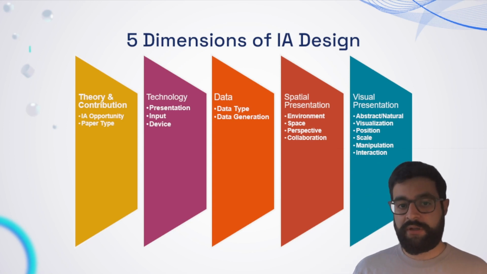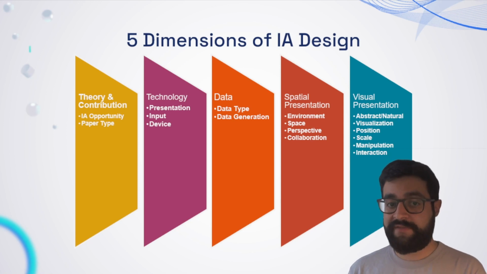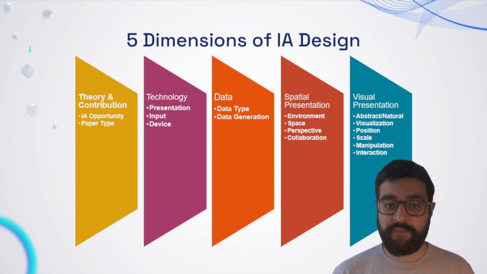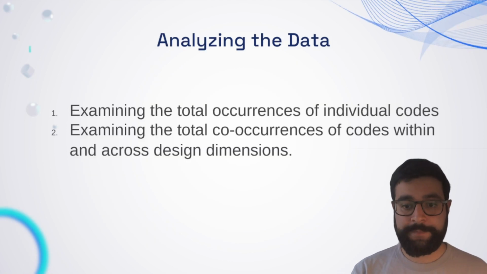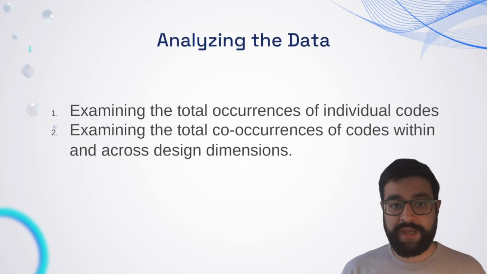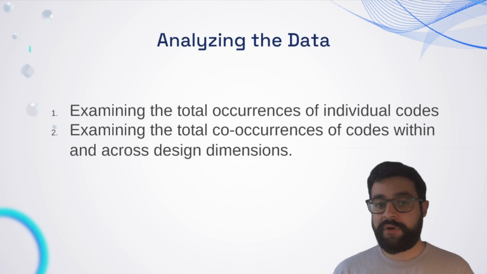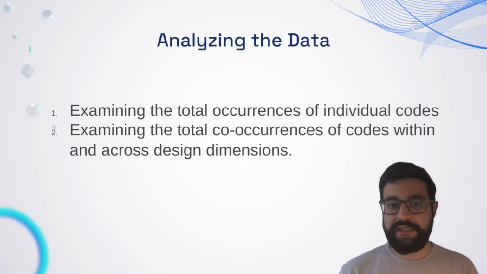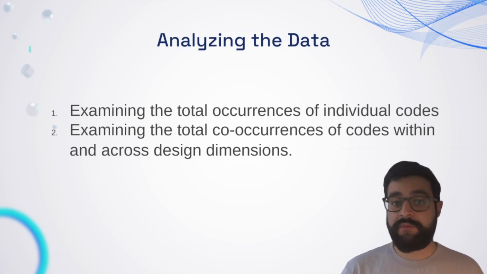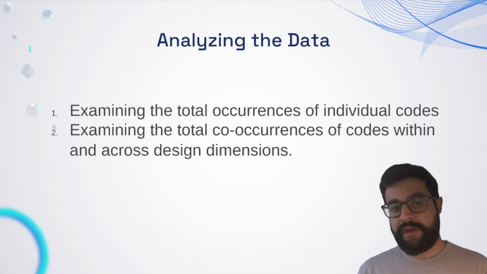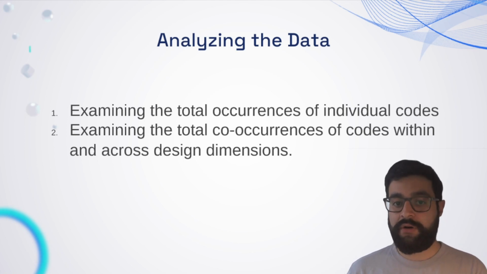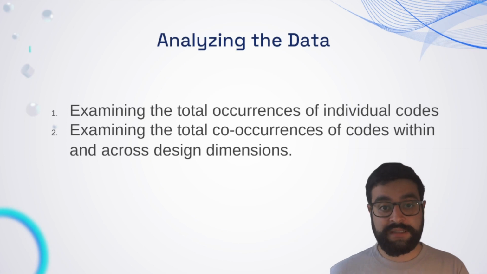Furthermore, we can use these results to analyze the trends, roles, and effects certain design decisions have on immersive visualizations, both within and across each design dimension and category. To this end, we analyzed the results from our survey in two primary ways. First, we examined the total number of occurrences of each code in any given category. This gave us insights into what the most popular design choices are. Then, we analyzed the co-occurrence of codes within and across dimensions of design. This gave us insights into the relationships between design choices and broadly design categories.